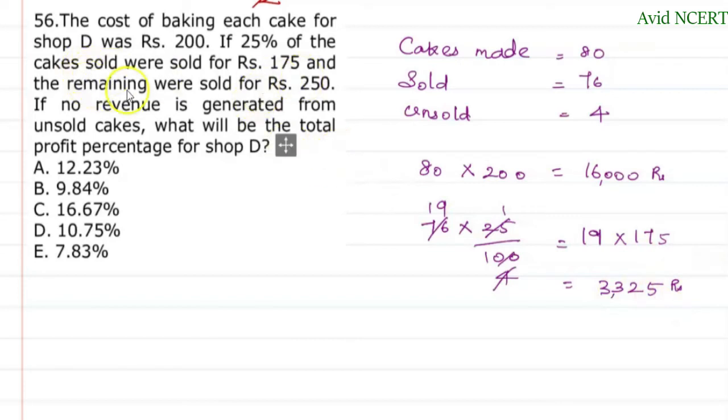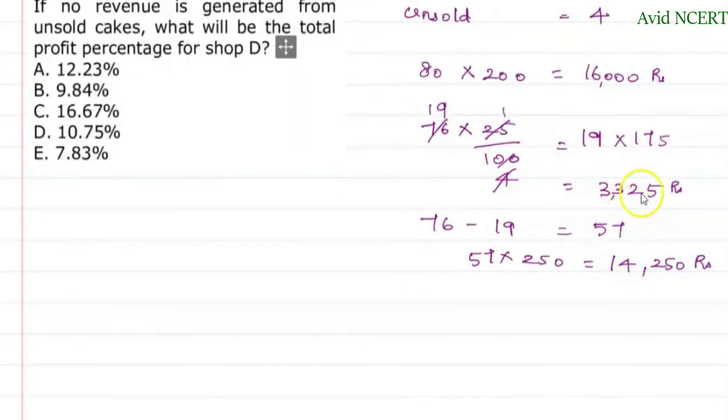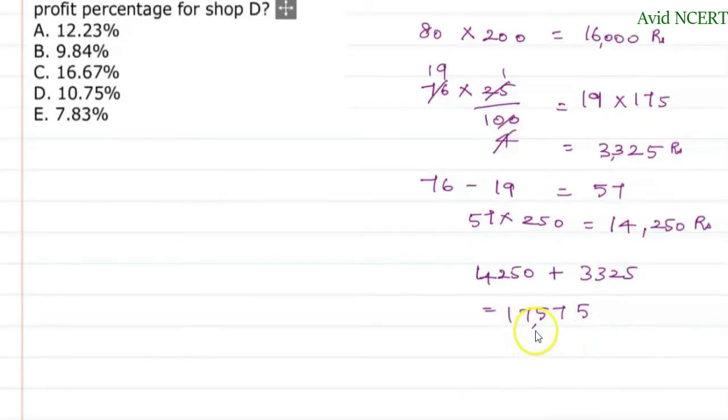Now, the remaining were sold for rupees 250. So out of the 76, 19 are sold for 175, whereas the remaining is 76 minus 19. You can either do it like this or multiply by 75%, which is the remaining 75% of cakes. So 76 minus 19 is 57. 57 cakes were sold for 57 times 250. The total amount after selling the cakes is 14,250 plus 3,325, which equals 17,575.